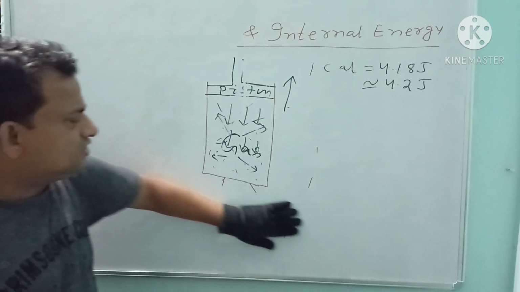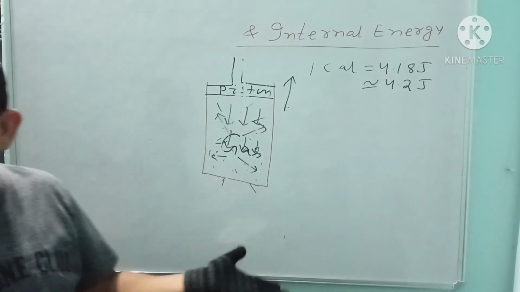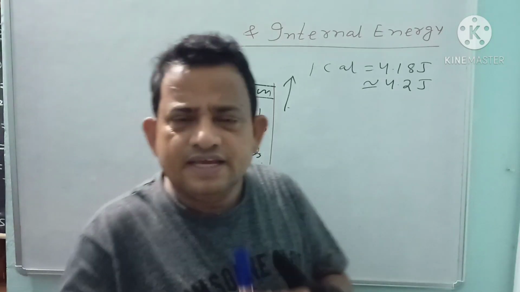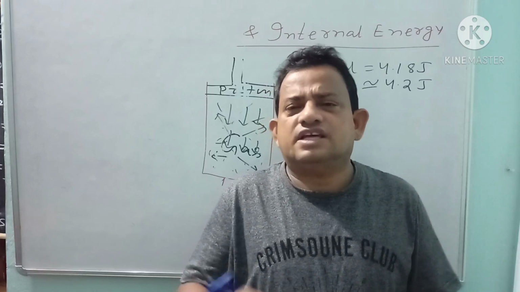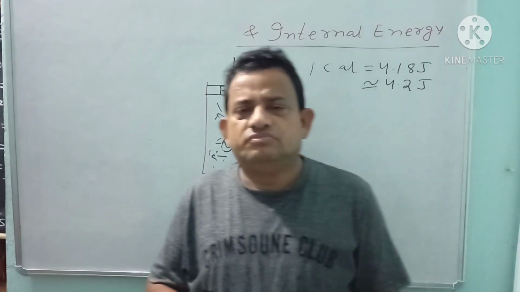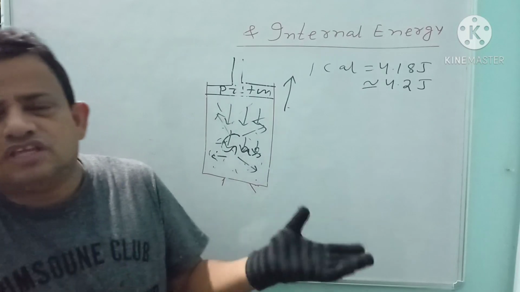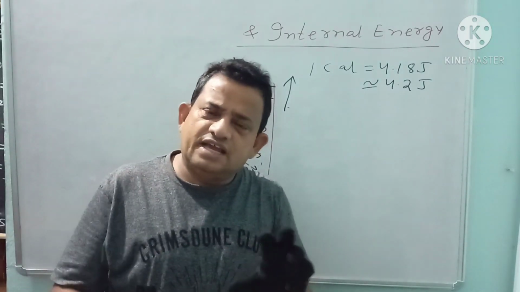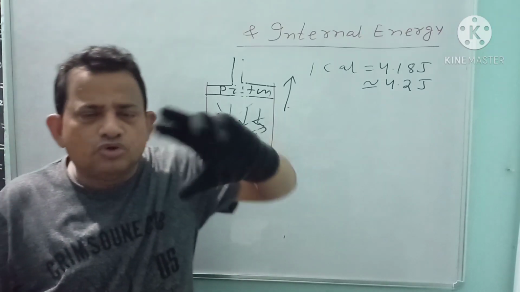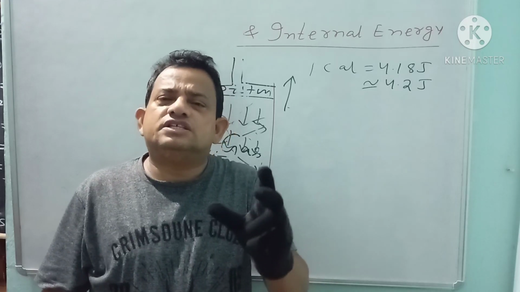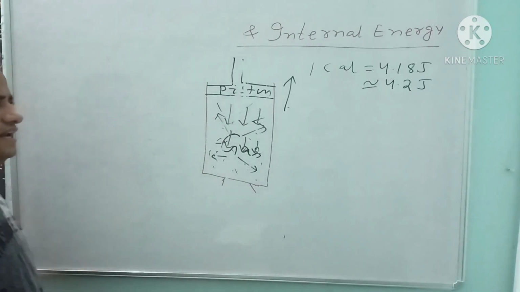Students, what is this internal energy? Energy, you know, has various types: mechanical energy, electrical energy, magnetic energy, nuclear energy. But you know what mechanical energy is? This is nothing but kinetic energy and potential energy. Kinetic energy is due to motion, potential energy is due to position. But in this case, what is this internal energy?